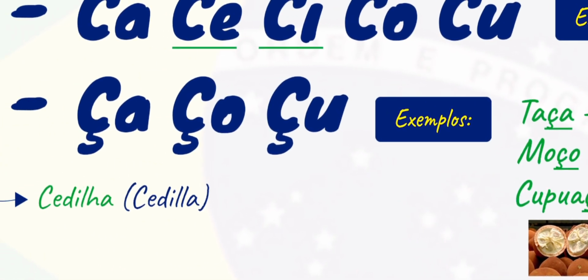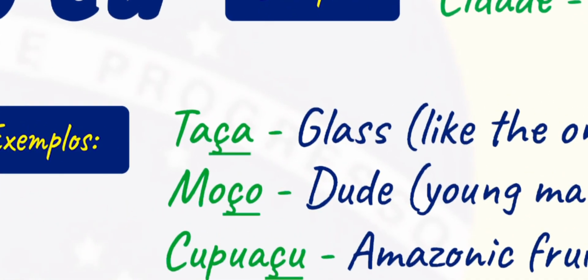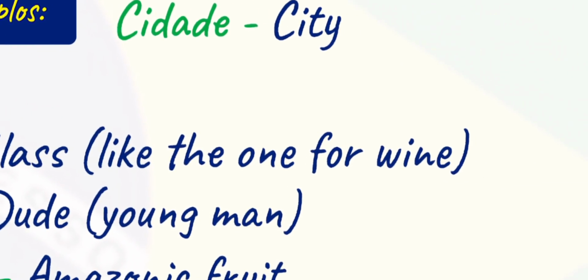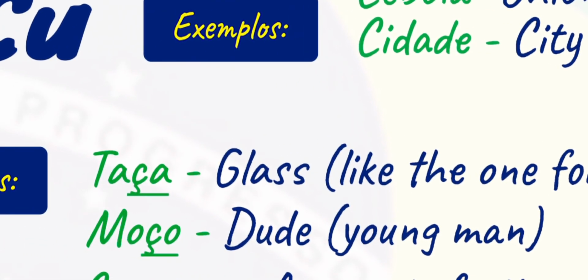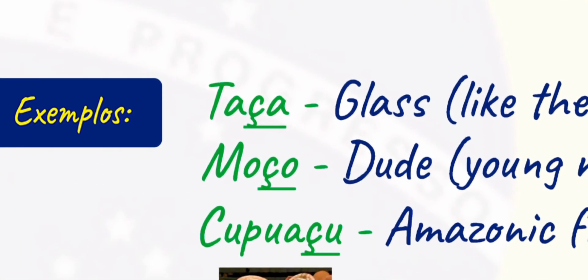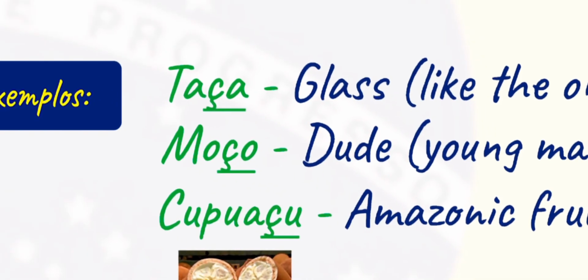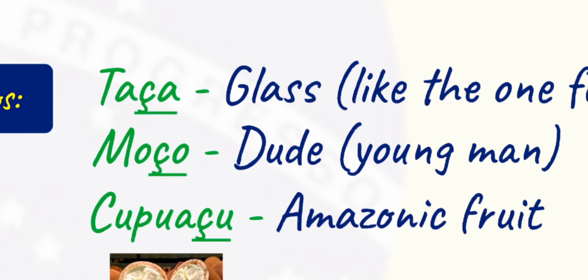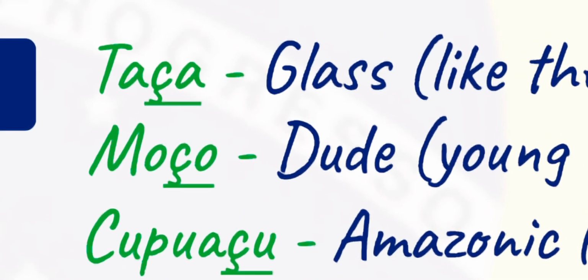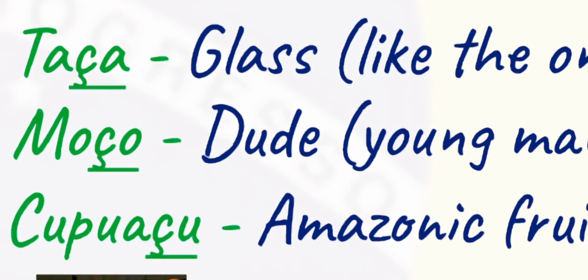And we have some examples with the cedilha. So the first one is taça. That's the glass, like the ones for wine, for alcohol, for drink. This type of glass is called taça. We have moço. That's a pretty popular word in Brazil that represents like dude, a young man. Hey, dude. It's a pretty informal way to call someone, but it's pretty popular in Portuguese. So moço. And here we can find the closed sounds. Instead of moço, moço.